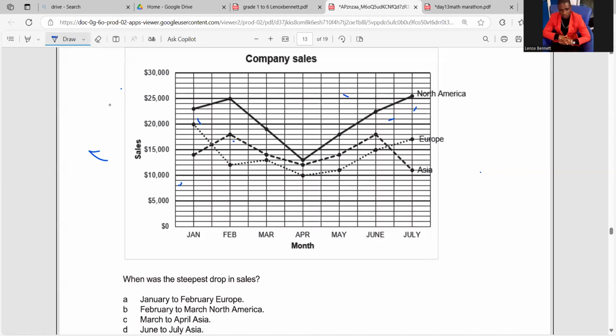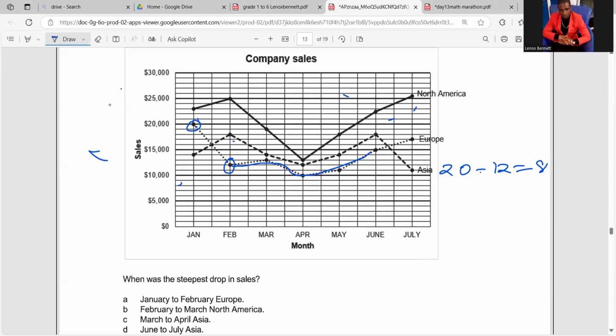So January to February, Europe. So this is Europe, right? Follow the line. We are going from January to February. Now this is at 20, agree? And then this would be at 12. So the difference there, 20 minus 12, would be 8.